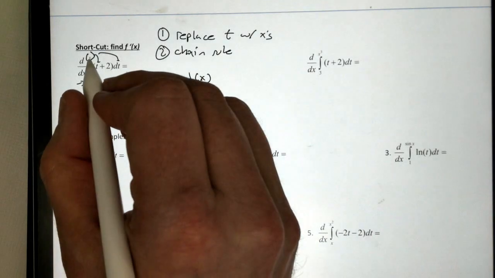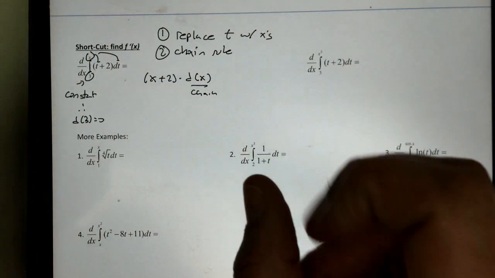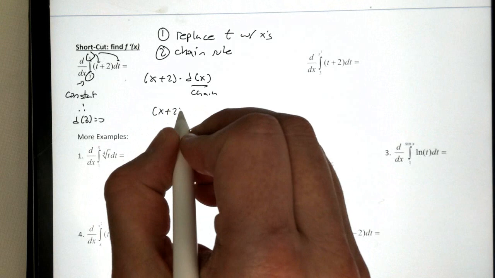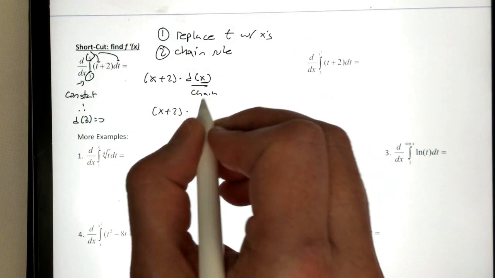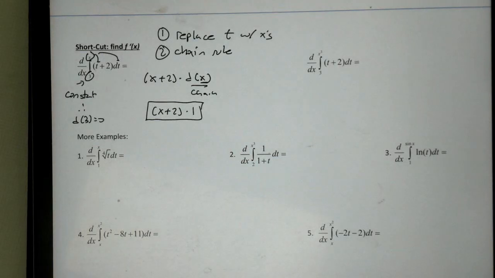Because in this chain, I'm subbing x into t. It's going inside of t. So what do we wind up with? X plus 2. Well, what's the derivative of x? Just 1. And there's our answer.